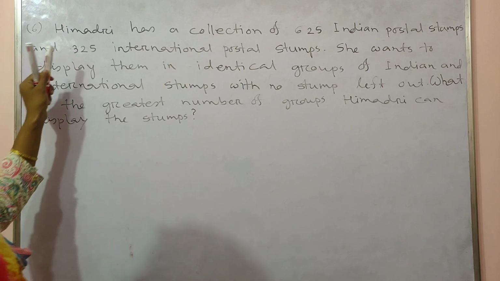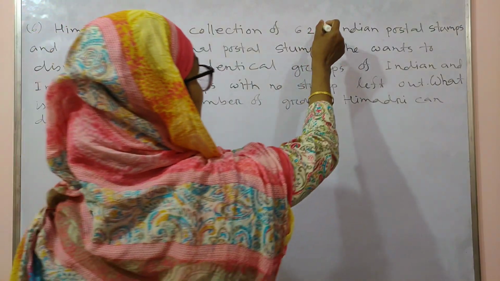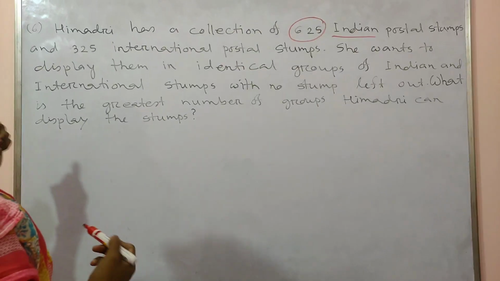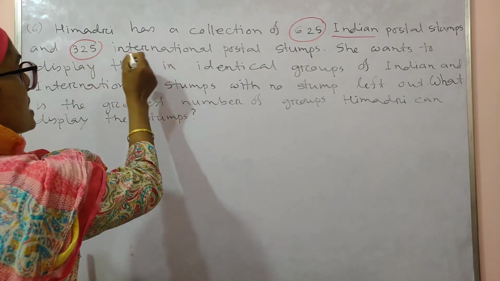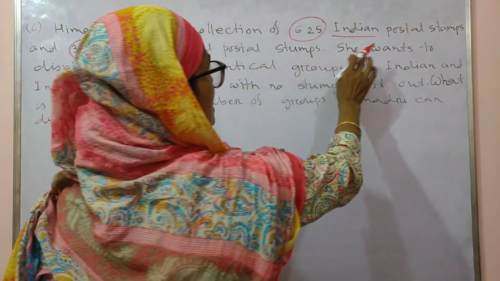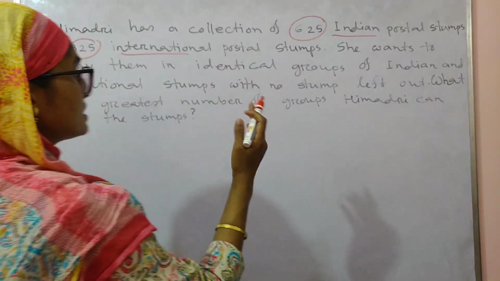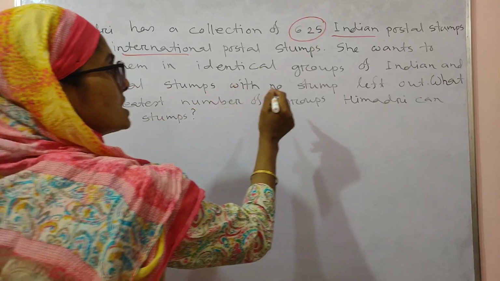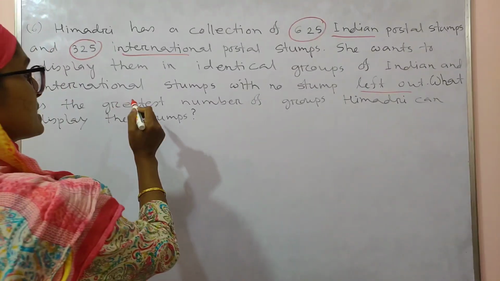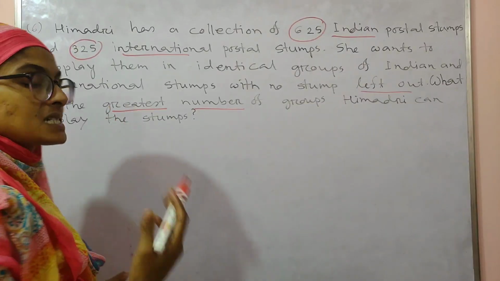Next, number 6. Himadri has a collection of 625 Indian postal stamps and 325 international postal stamps. Two different types of postal stamps, she wants to display them in identical groups, Indian and international stamps, with no stamps left out. What is the greatest number of groups in which Himadri can display the stamps?